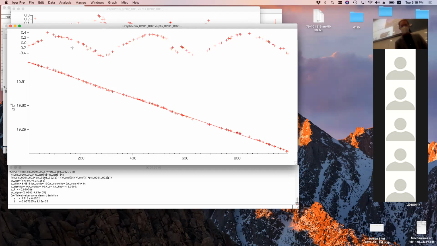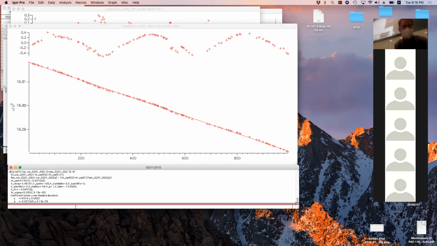So it looks like you would need a high order polynomial in order to really accurately go through all these data points. So I'm using a program now called Igor Pro, which you don't need to learn how to use.